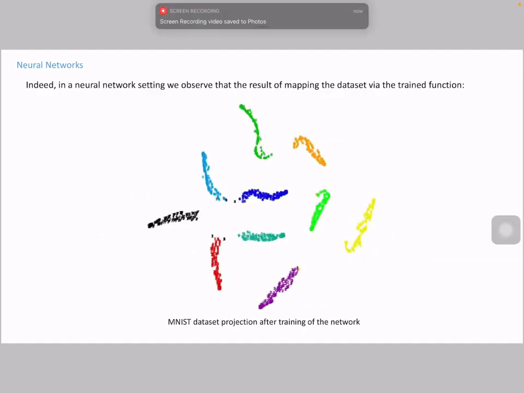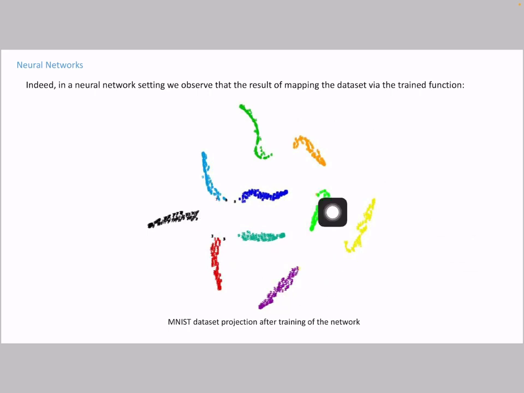So now we're going to make the first experiment towards testing this hypothesis. Let's say that we train a neural network on the MNIST dataset. After training, let's say that we look at the image of the MNIST dataset under this neural network, and we observe the final layer. This picture here represents a projection of the final image of the MNIST dataset under a trained neural network.